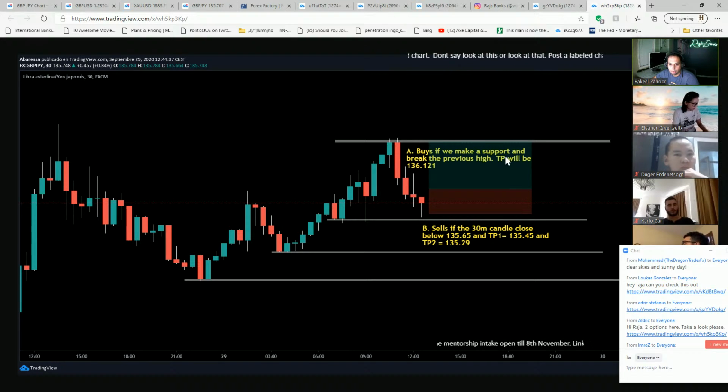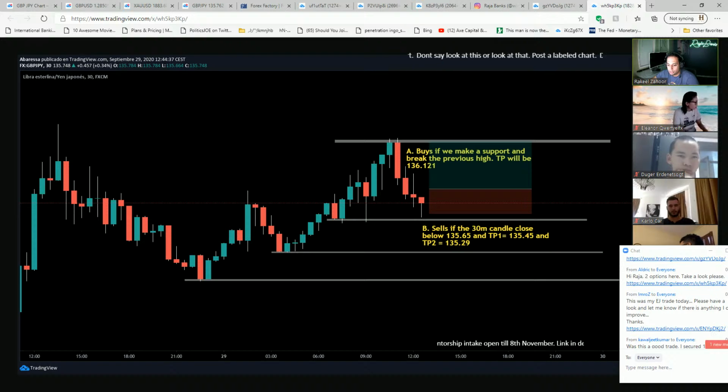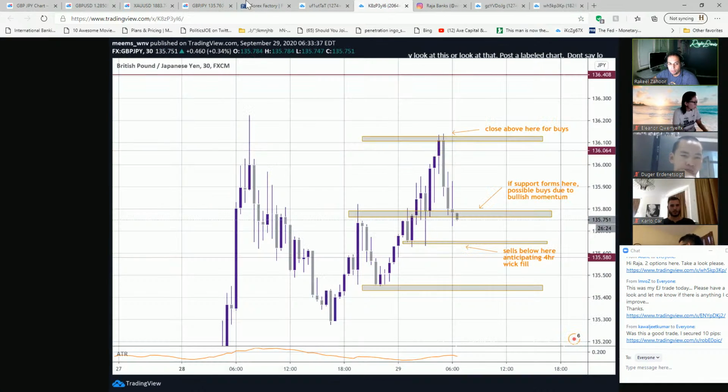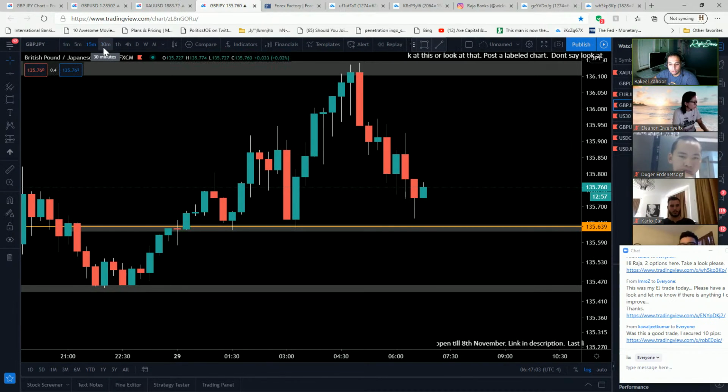A buy is if you make a support. Yeah, looks good. I think it should continue on, so we're going to see what happens in this case. Now candle's about to close. 15-minute candle's also closing here. 12 minutes.